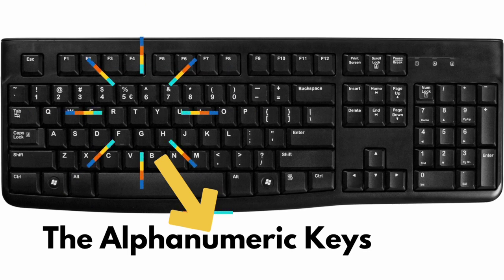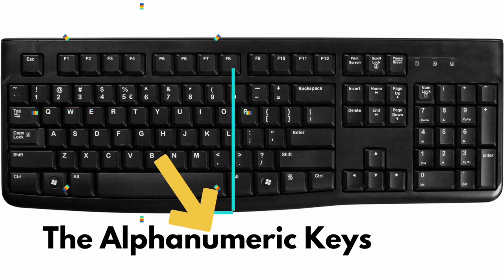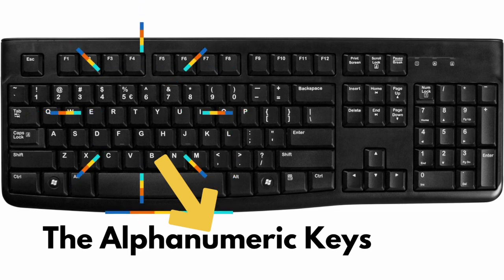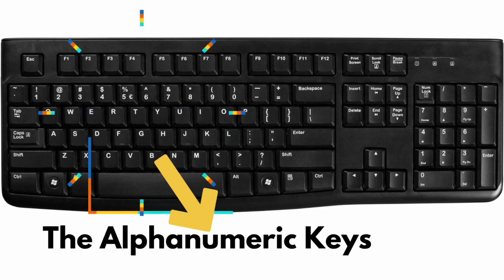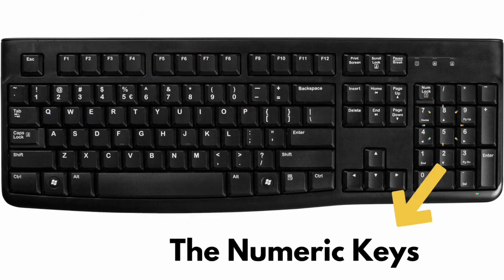Now the first part there that you see being singled out is called the alphanumeric keys. Alphanumeric, a combination of both alphabets and numeric keys. Now the alphanumeric keys are located in the central part of the keyboard. They are used for typing letters, numbers, and notations. Now the next section of the keyboard is the numeric keys.